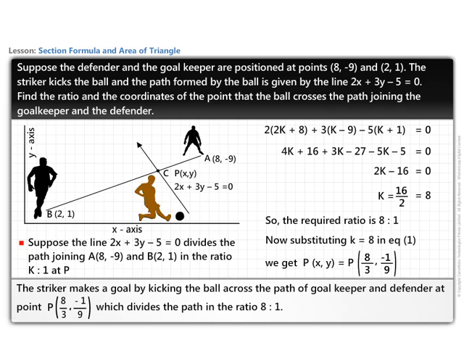So, the striker makes a goal by kicking the ball across the path of goalkeeper and defender at point P(8/3, -1/9), which divides the path in the ratio 8:1.